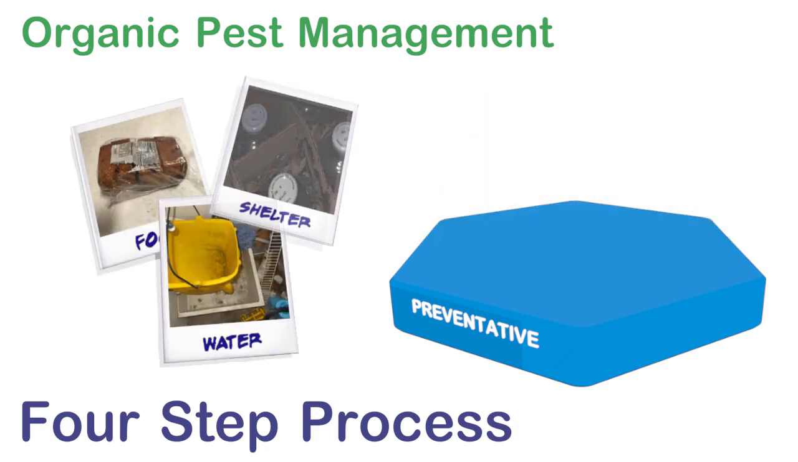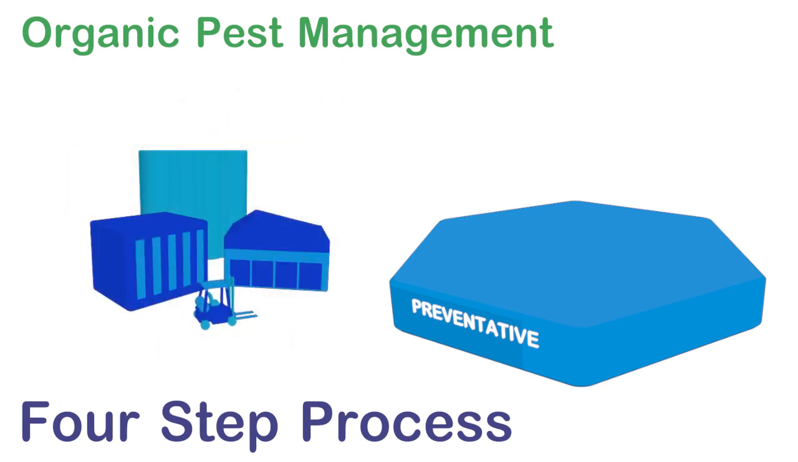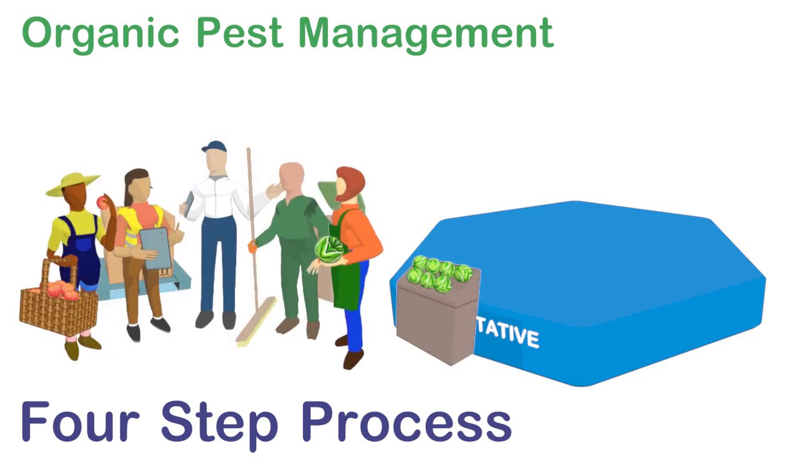Prevention and preventative measures deny any potential pest their 3 basic survival needs: food, moisture, and harborage or shelter. This means using exclusionary tactics to keep pests out of the facility and sanitation methods that discourage pest activity.